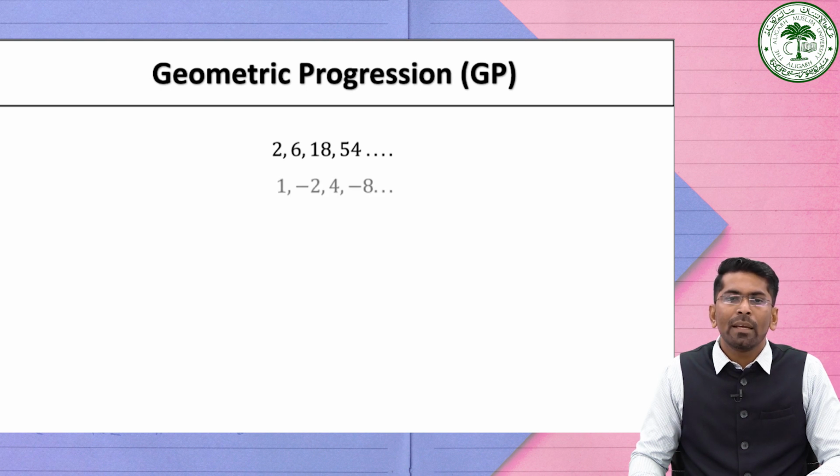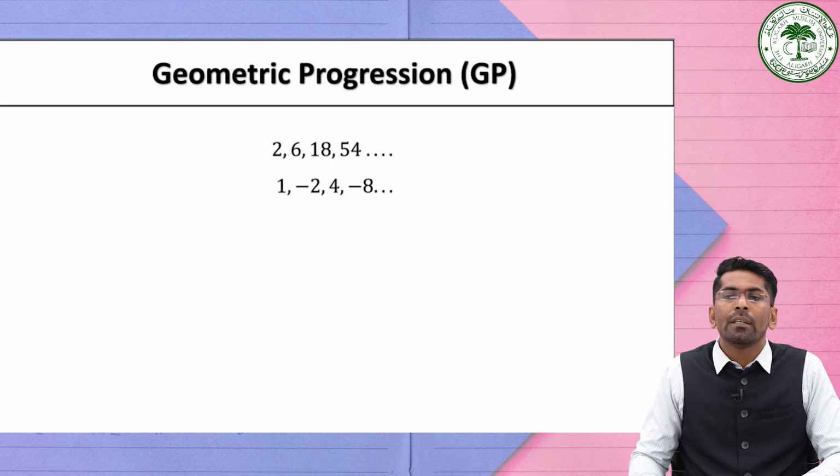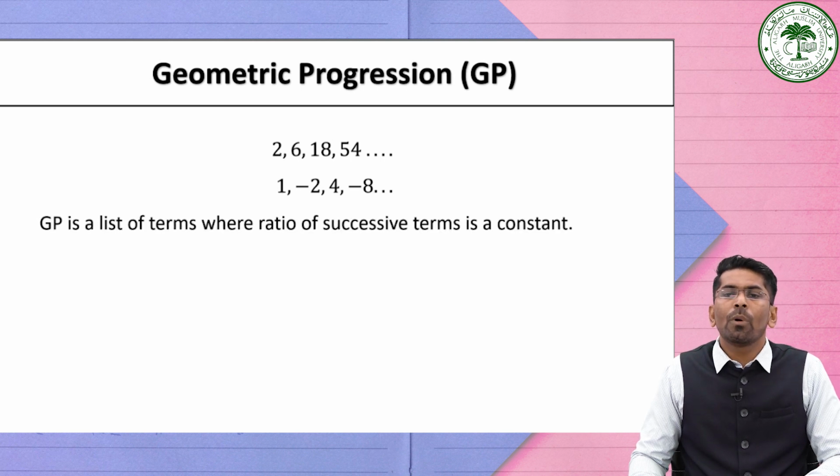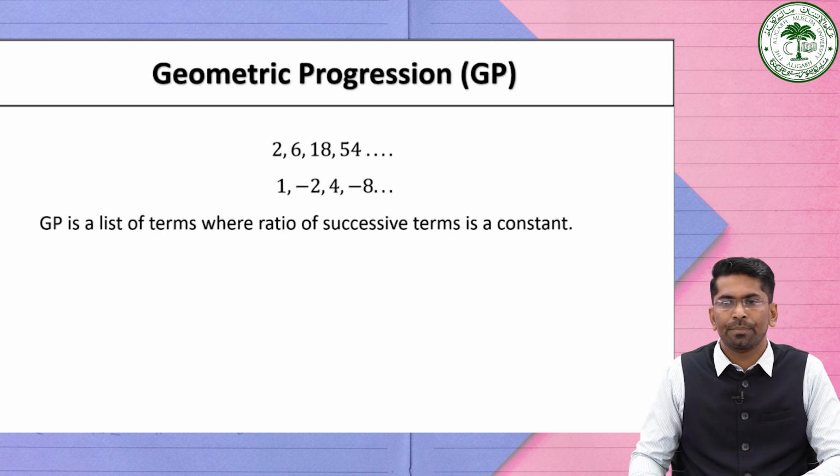In a similar way, consider another sequence: 1, -2, 4, -8. Each term here is -2 times the previous term. Such a sequence is generally called a geometric progression. The geometric progression is the list of terms where the ratio of successive terms is constant.